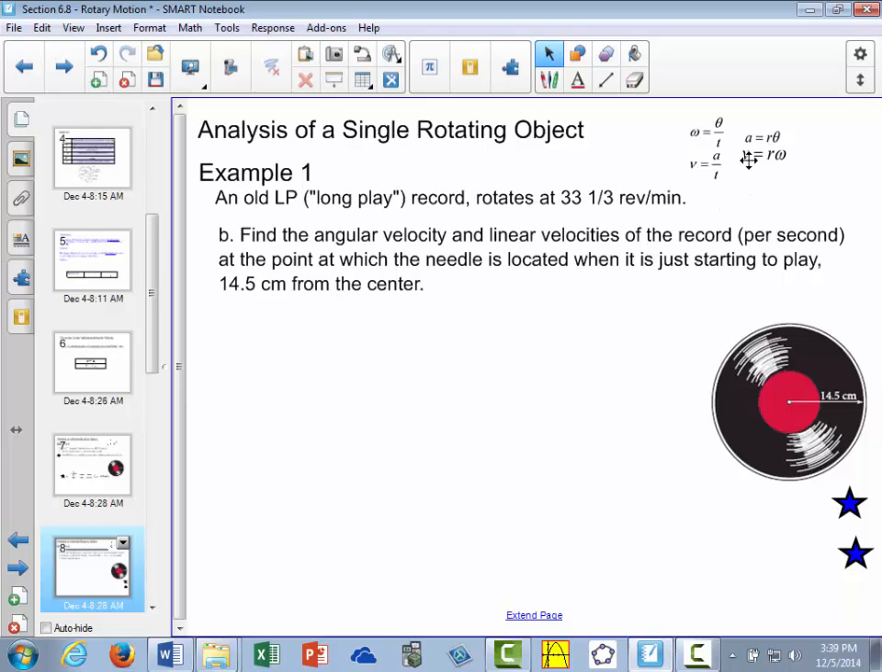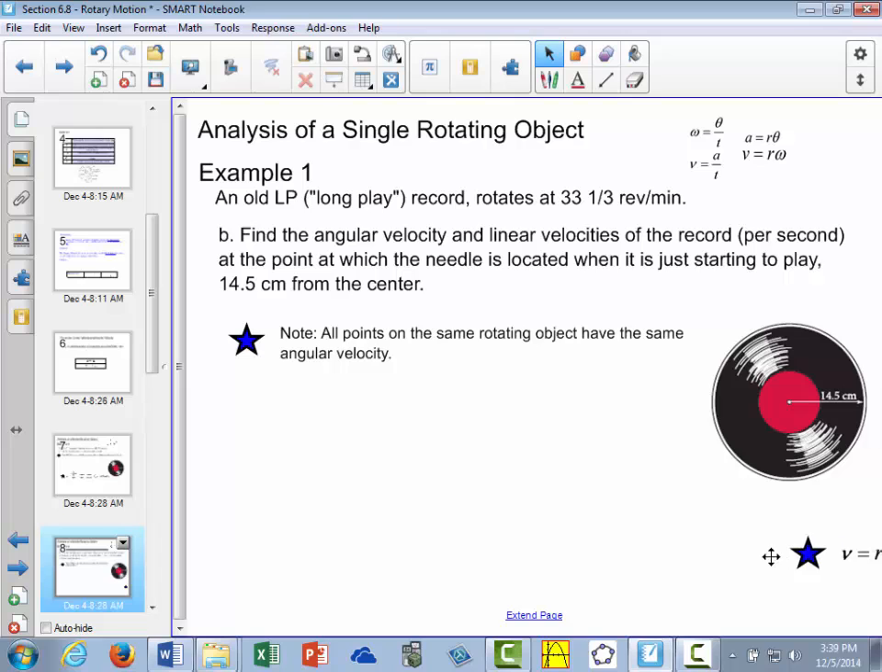The linear velocity, here we use the formula up here. Linear velocity is the radius times the angular velocity. First, all points on the same rotating object have the same angular velocity. So we still have that 1 1/9 pi radians per second, but we're going to use that to find our linear velocity. Linear velocity is the radius times the angular velocity. So our radius was 14.5 centimeters, and we're going to multiply that times the 1 1/9 pi radians per second.